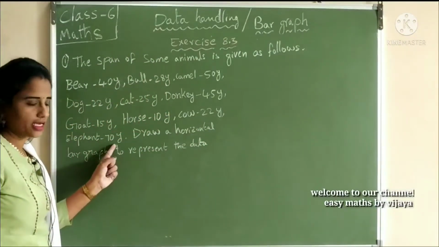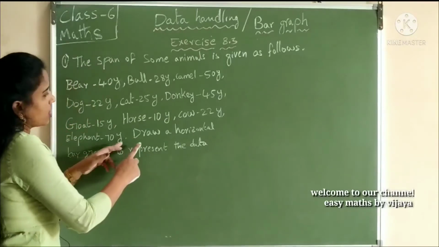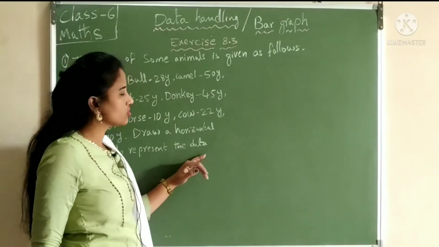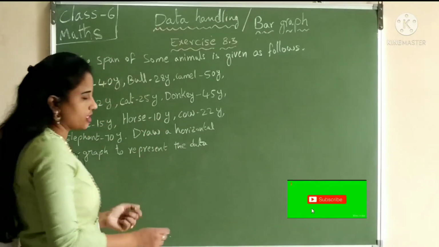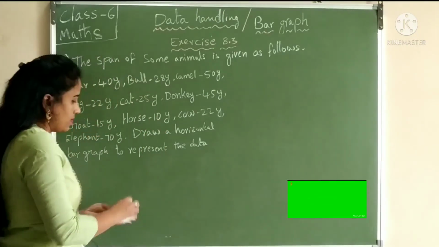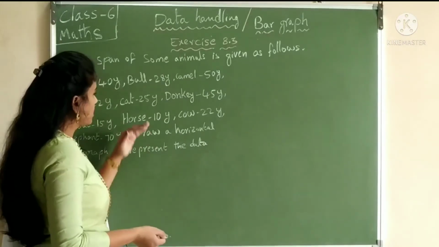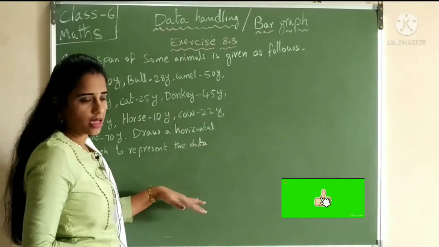Elephant 70 years. Draw a horizontal bar graph to represent the data. Horizontal bar graph means the bar should be proportional to the numbers, the number of ages. That is the bar graph.